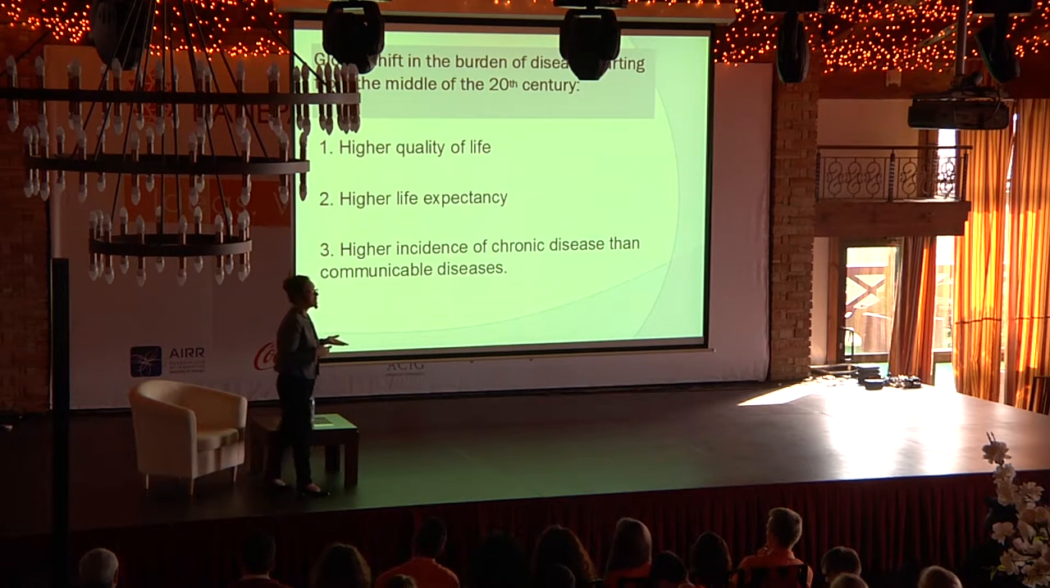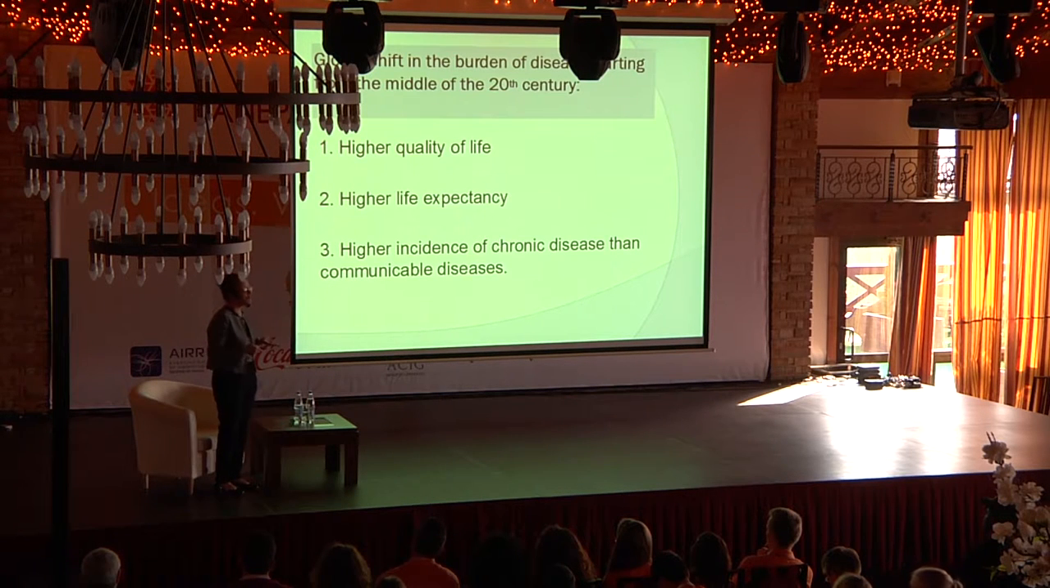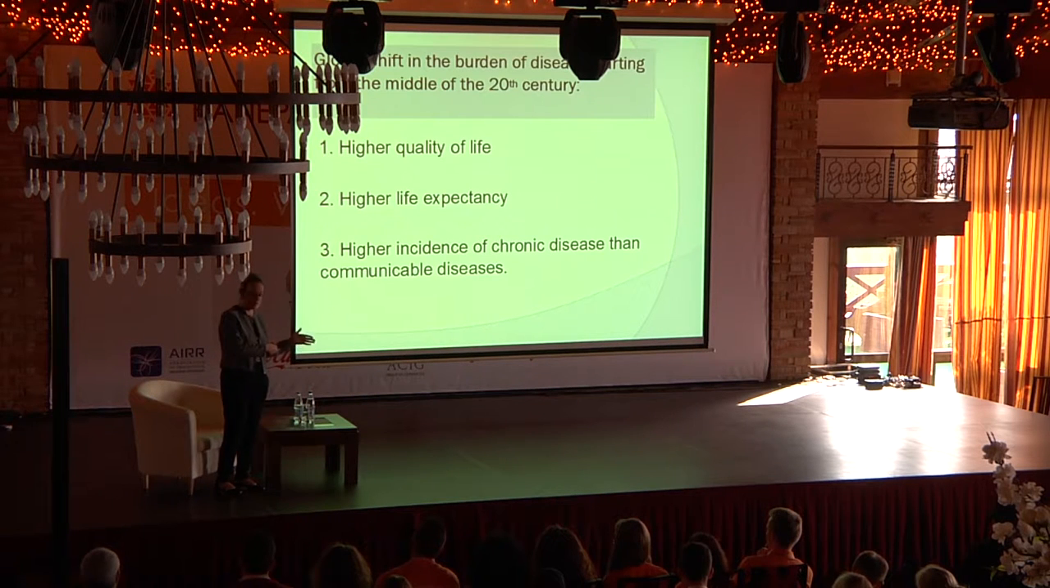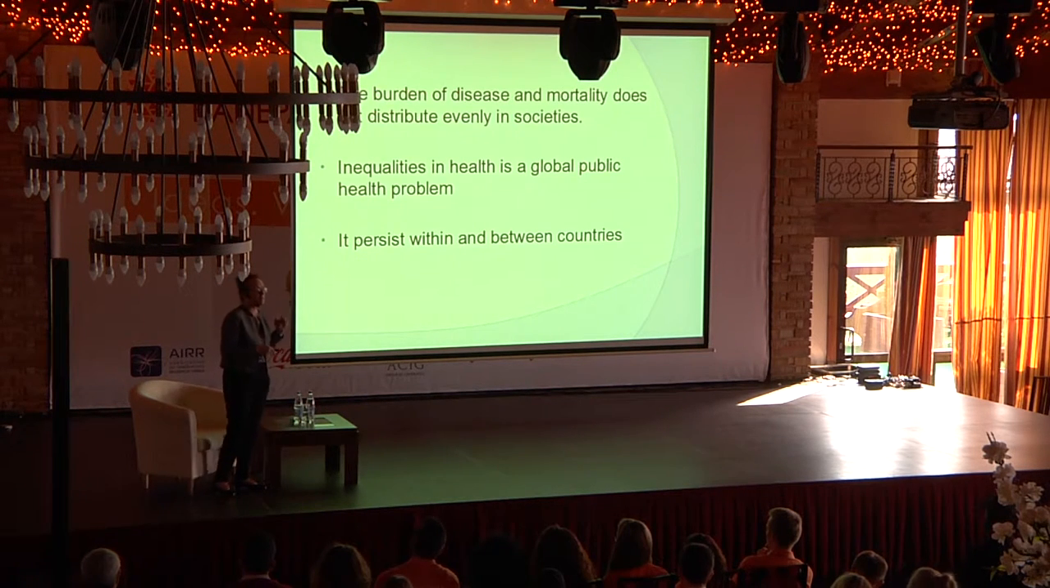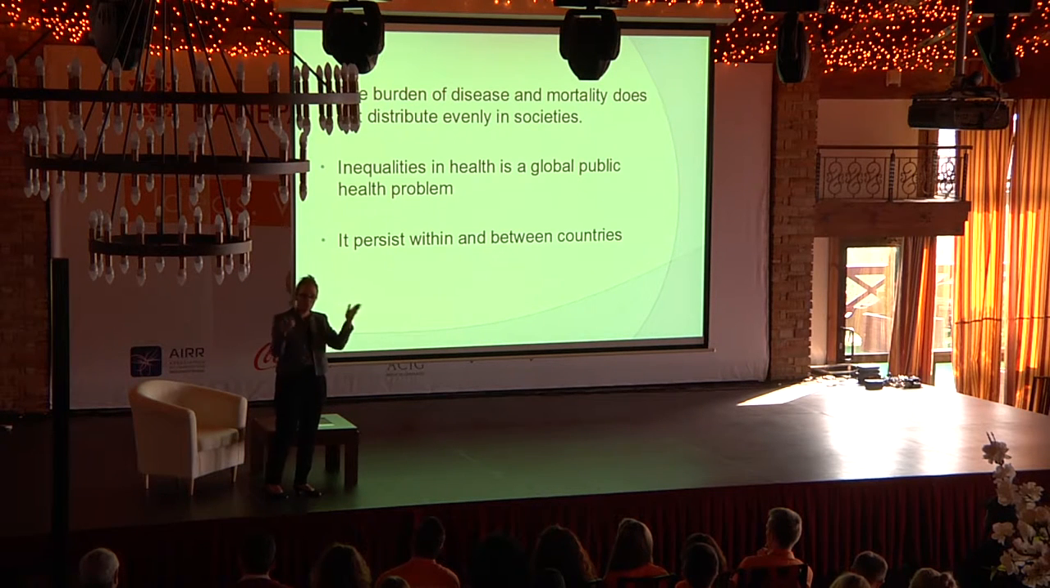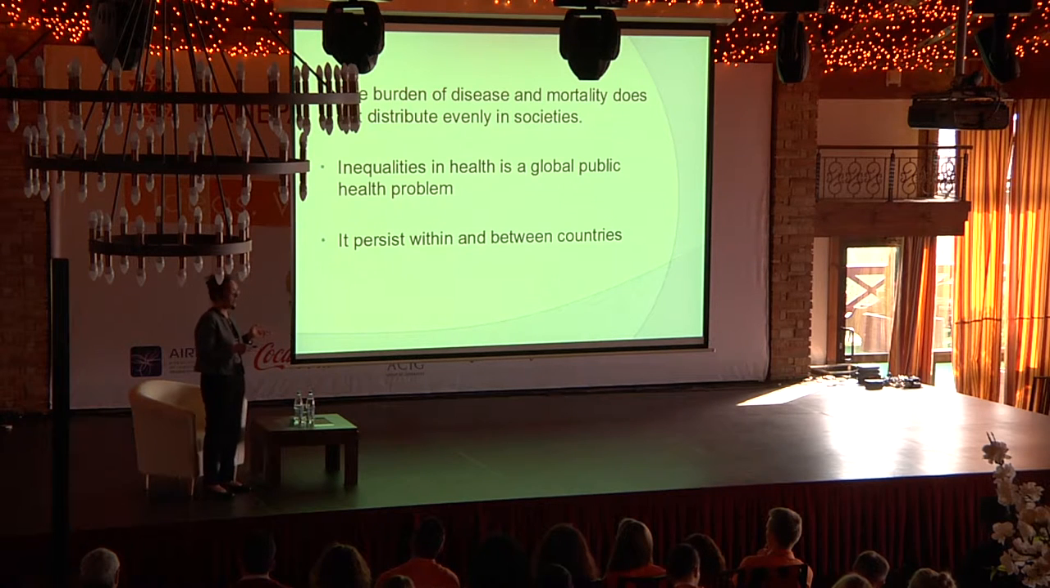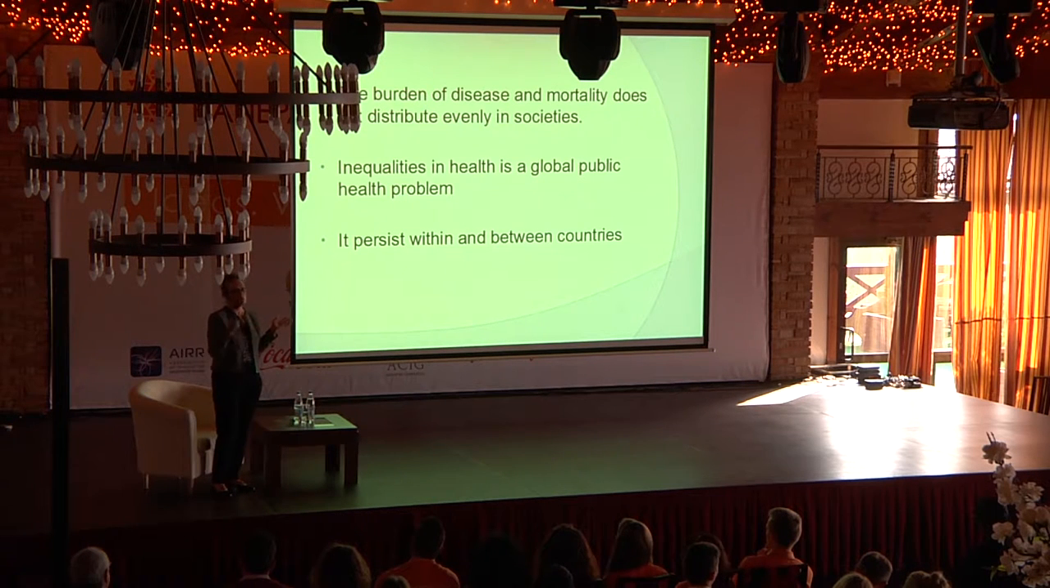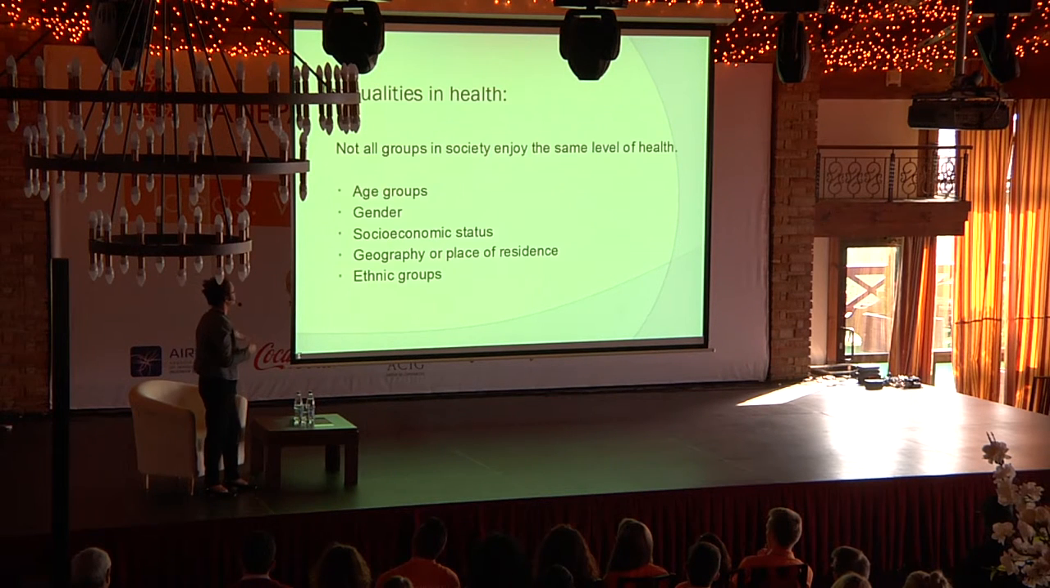Yes, it's communicable diseases. More communicable diseases. So there was a shift in the diseases worldwide, from communicable diseases to more chronic diseases, okay? However, what we see is that the burden of diseases is not distributed evenly in societies, okay? It is different in different societies. We see inequalities in health globally, inside countries and between countries, okay? So we see these inequalities by gender, by age, by socioeconomic position, by geography, and ethnic groups.